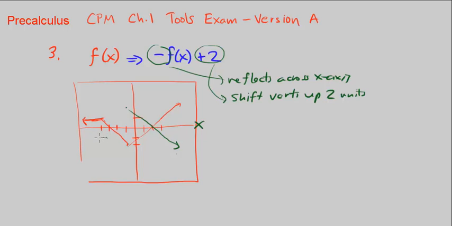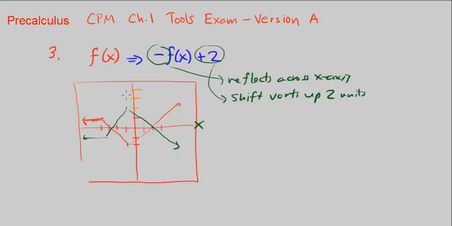These points reflect here, right? This is just the reflection across, and it's like this. Okay, so in green is the reflection, and then it shifts up. It shifts up 2 units. So every point moves up 2 units.